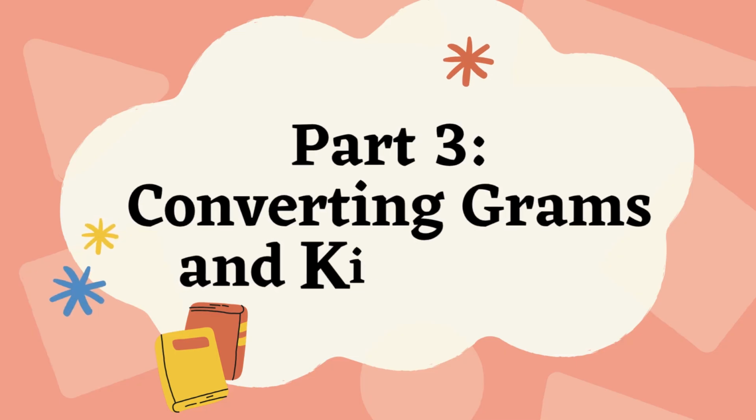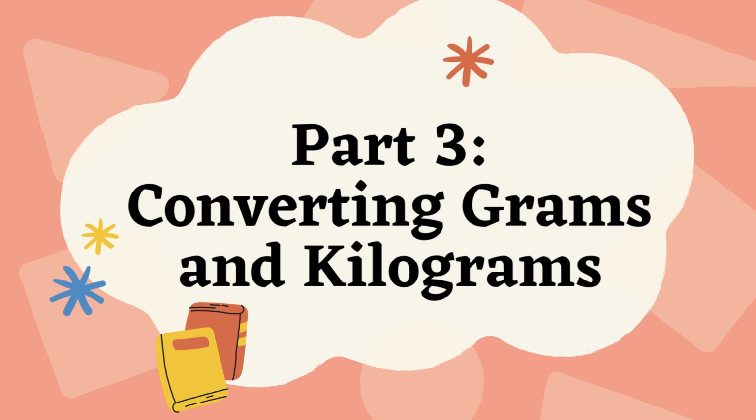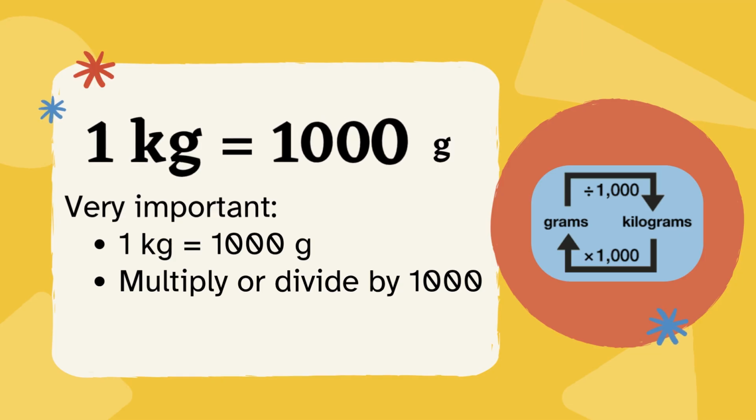Let's do part 3. In part 3, we are going to learn how to change mass from grams to kilograms and from kilograms to grams. This is called converting. Let's learn the easy way to do it. This is one of the most important facts to remember when converting. 1 kilogram is always 1000 grams. So to change from kilograms to grams or from grams to kilograms, we just use the number 1000.